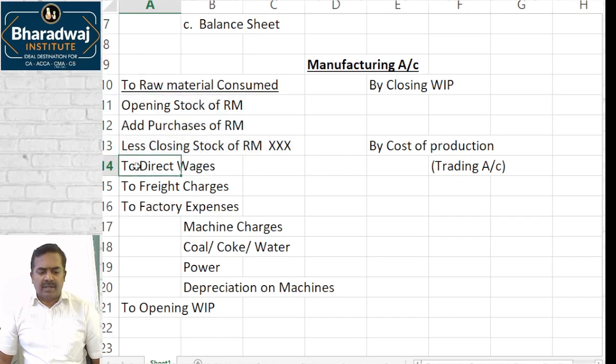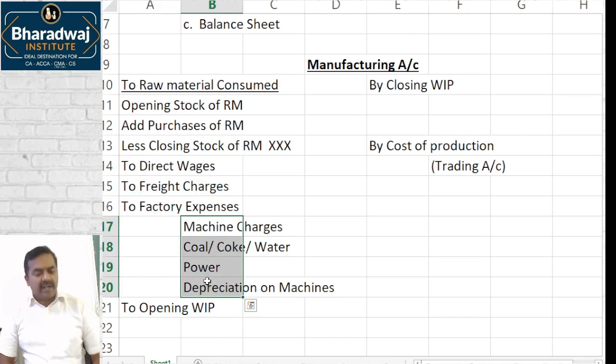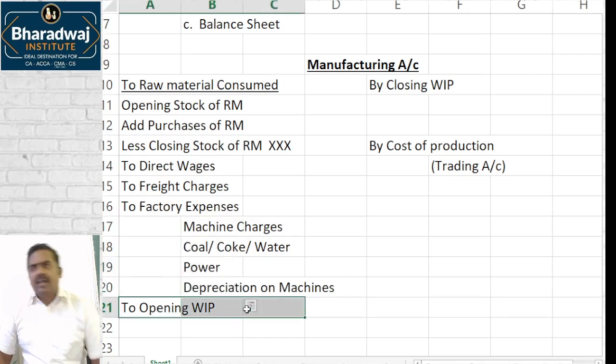So raw material consumed is opening stock plus purchases minus closing stock. Then record direct wages, freight charges, factory expenses. Record all the factory related expenses like machine charges, coal, coke, water, power, depreciation on machines, even factory supplies and material consumed in the factory; all of these you charge in manufacturing expenses. On the debit side we record opening WIP. It is like adding opening WIP.